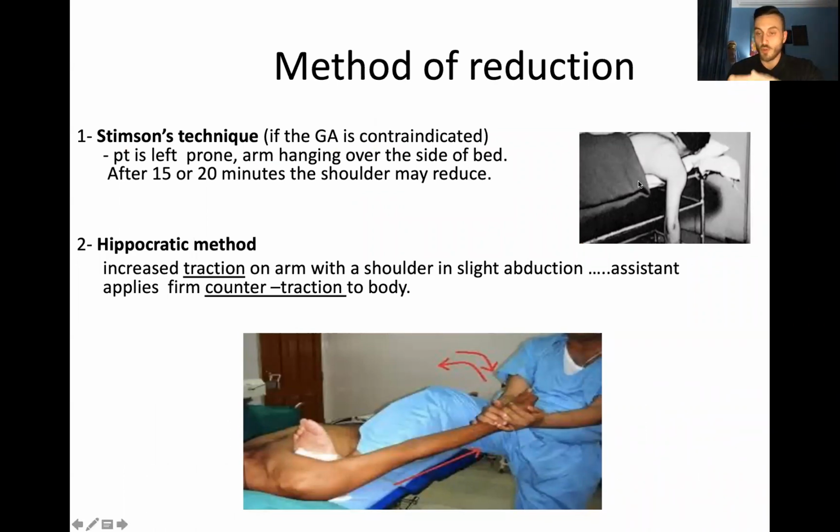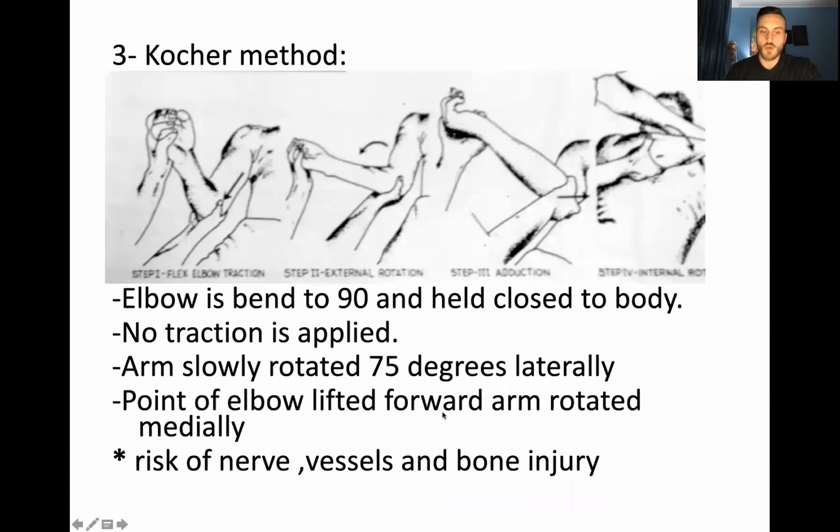The patient is lying prone, and the weight of the arm, by gravity, is pulling the shoulder. The second one is Hippocrates, which is a bit invasive, as you can see in the picture. And the last one is Kocher. Kocher, I usually use in the emergency room. No traction is applied. You just flex the elbow and rotate. You hold the elbow, flex 90 degrees, and slowly rotate it, lateral or external rotation. Then you do abduction and internal rotation.